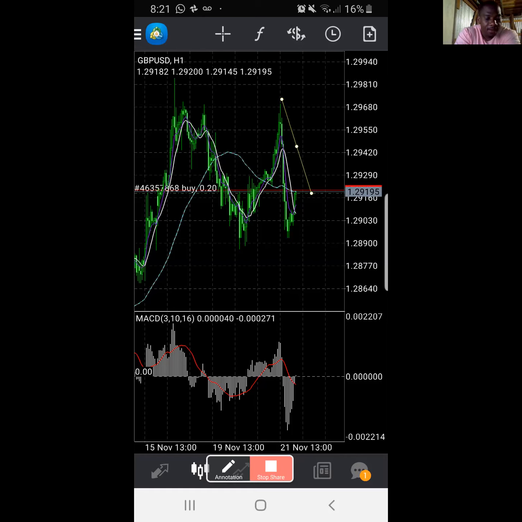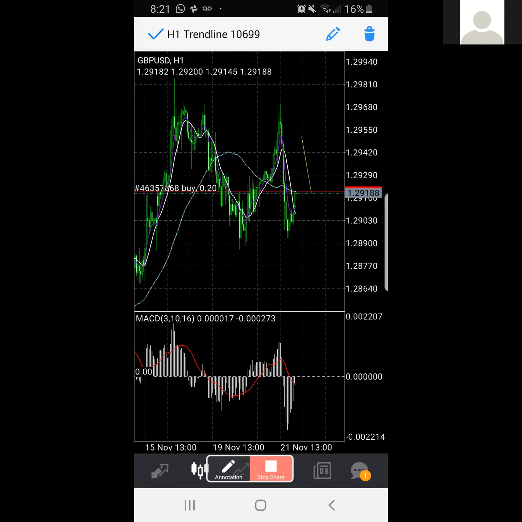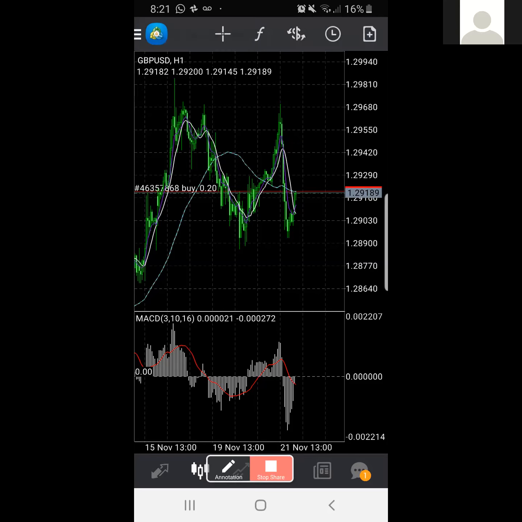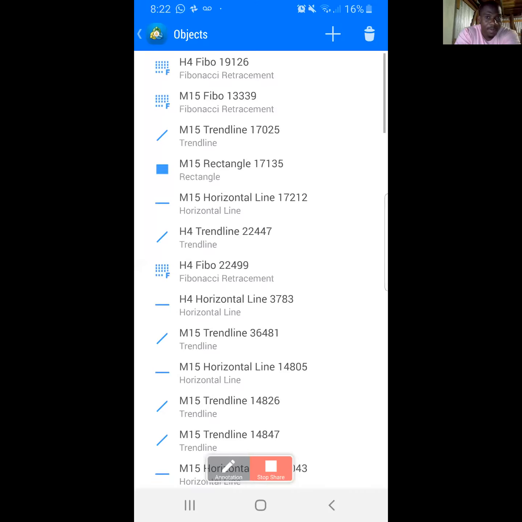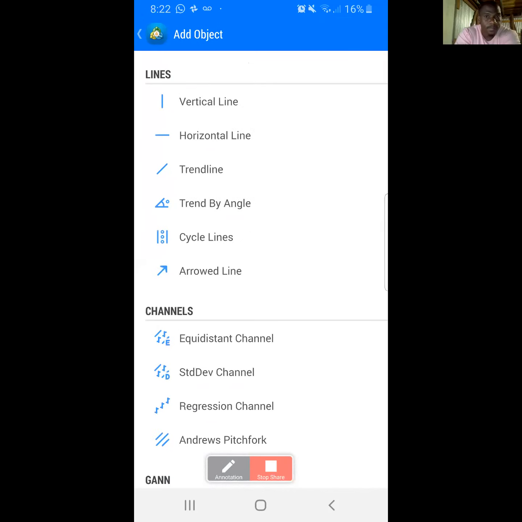When I let go, it would end that display. But as I'm holding it, show me that again. All right, no problem. So when I click anywhere on the screen, the little circle will come up, and I will hit the shapes. Then I will hit the plus sign in the top right corner, and I could select what I want. Normally I would use the trend line.